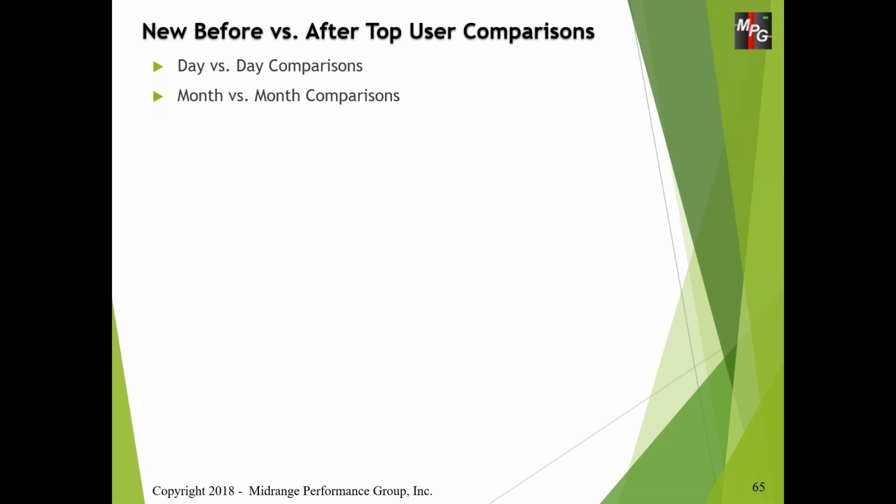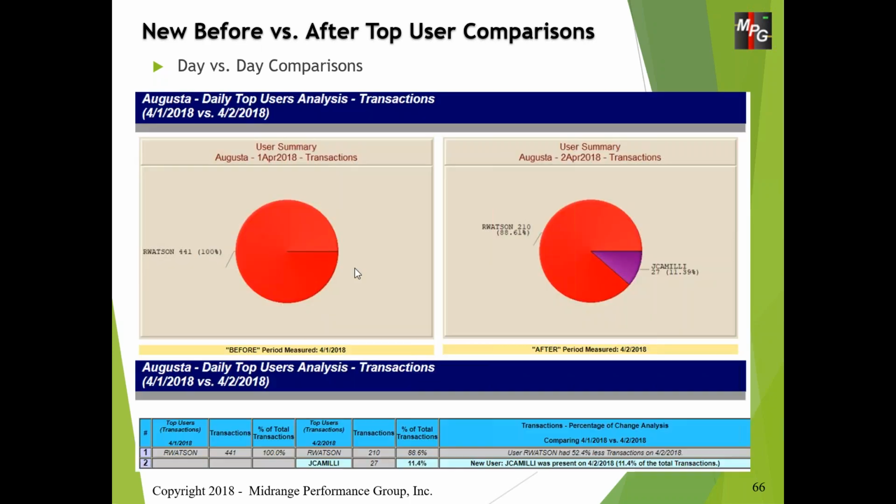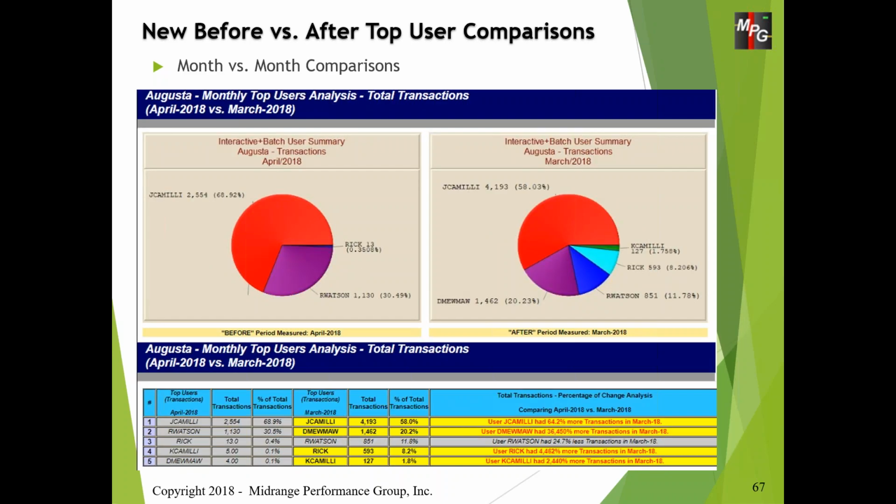When you have customers that are making major changes to things like applications and the like, you can do month-to-month comparisons, and I'll give you a great real-life example where this saved the day. So just some screenshots of the top user analysis. You can see here we're looking at transactions, comparing 2 days, and you can do the same thing from a month-to-month standpoint. Very, very powerful stuff when you're trying to understand maybe who's using all the resources. So very, very cool.